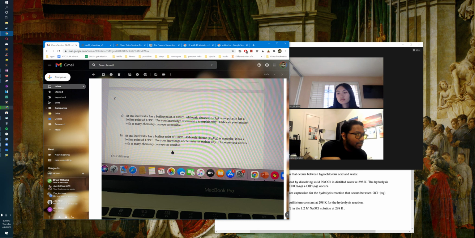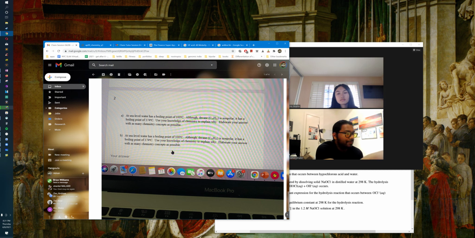so it says use your knowledge of chemistry to explain why, and then elaborate with as many chemistry concepts as possible. So you want to use as many chemistry words. So I would say something like, decane is not completely dissolved in water because it's nonpolar and water is polar. Decane also doesn't make any hydrogen bonds.